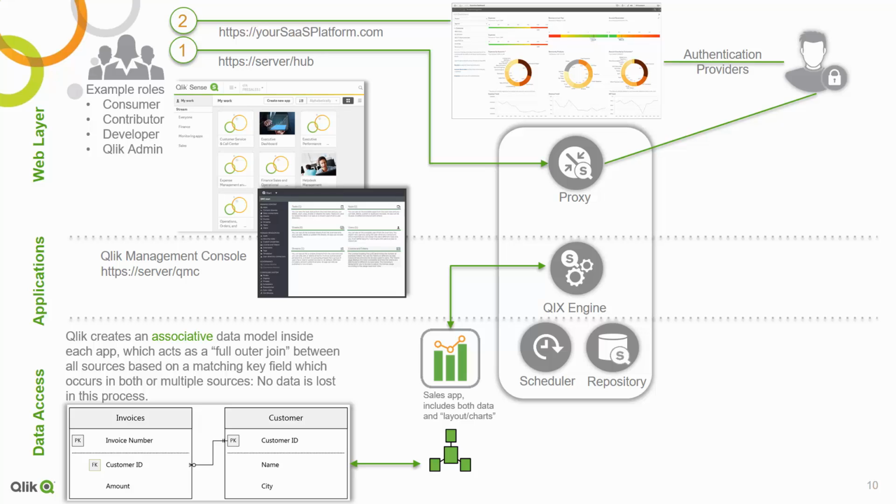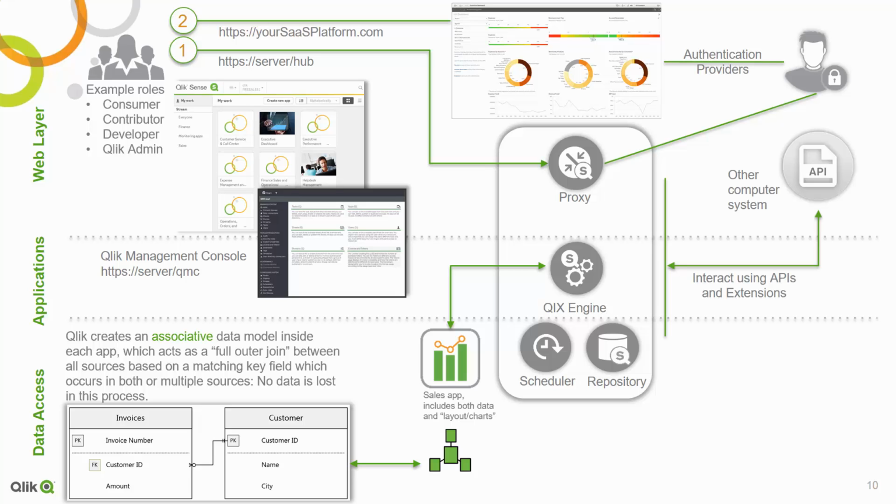You can choose the level of integration your application requires. You have a choice. You can use and embed our hub, our apps, sheets, or individual objects, or you can create your own visualizations and simply use our fast associative engine to provide the data for the custom-made HTML objects in your SaaS platform.